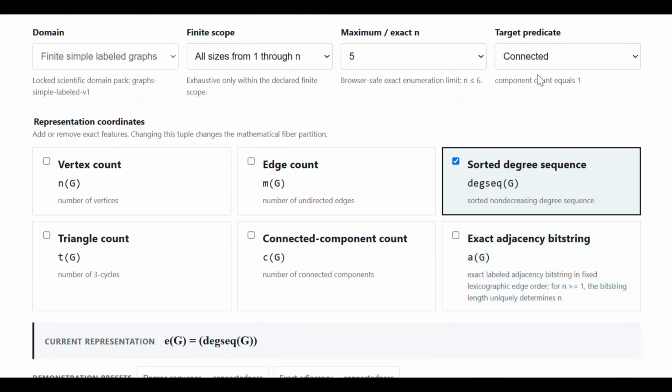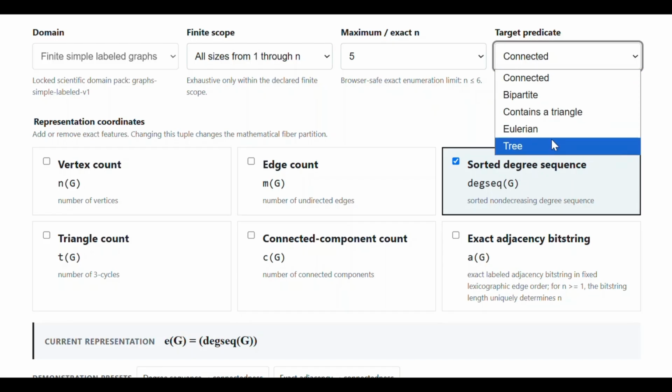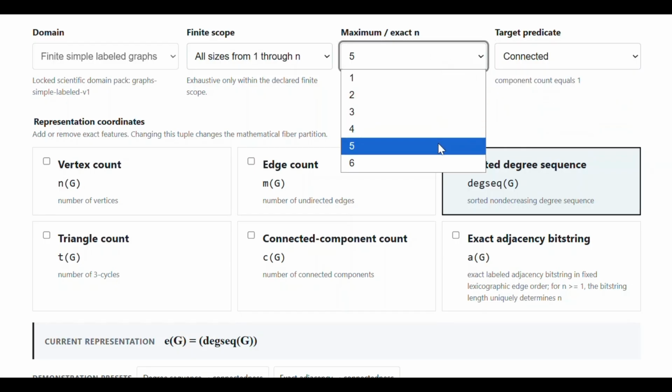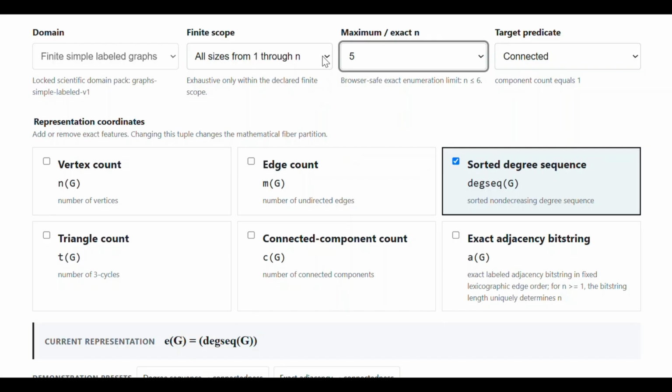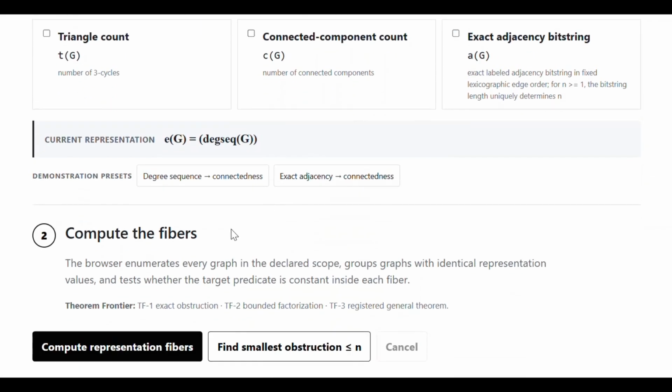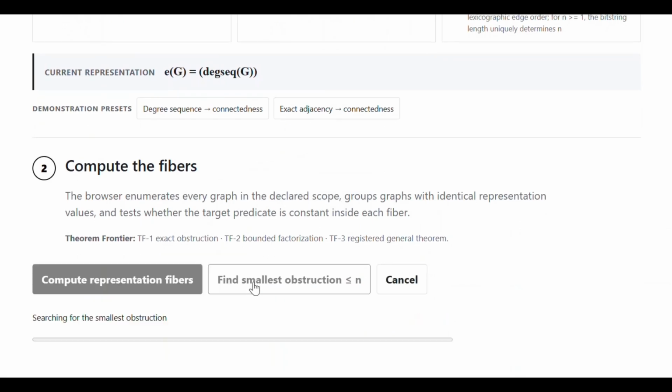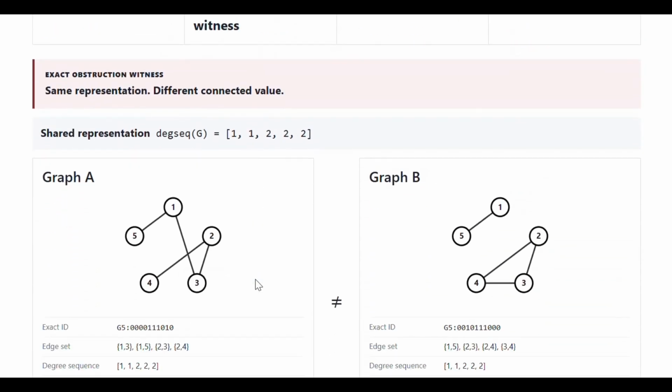I want to know whether the degree sequence of a graph contains enough information to tell me whether that graph is connected. The degree sequence simply records how many connections each vertex has. I am not providing the counterexample. The instrument is going to search for one. The browser is now searching exhaustively for the smallest obstruction, and it finds one at 5 vertices.